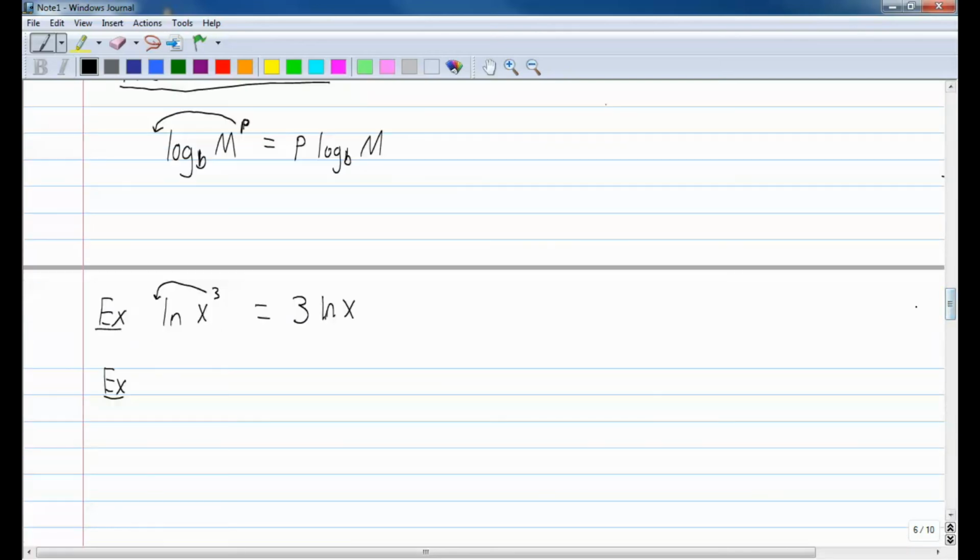Alright, what if I had this? The natural log of the 5th root of x. Remember, the 5th root means that would be x to the 1/5 power. Now, I can apply the power rule and take this and move it in front. So that's 1/5 times the natural log of x.